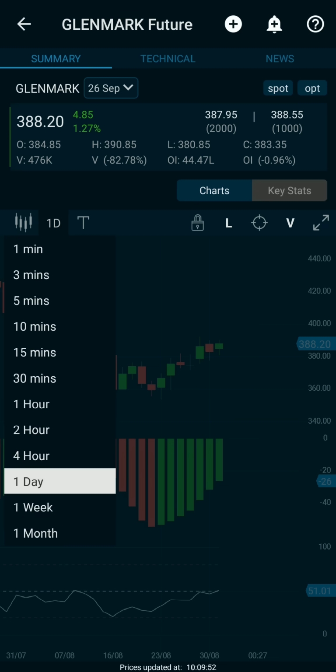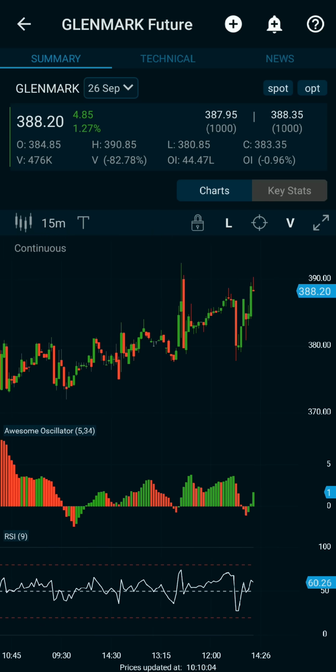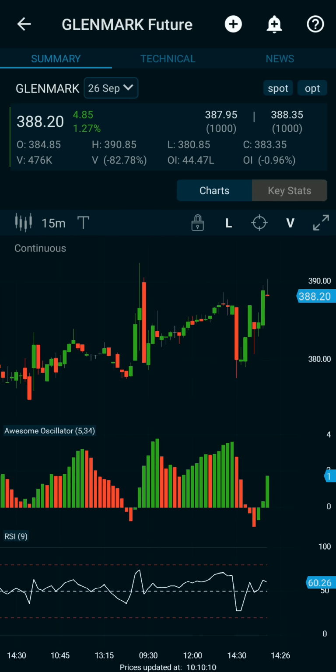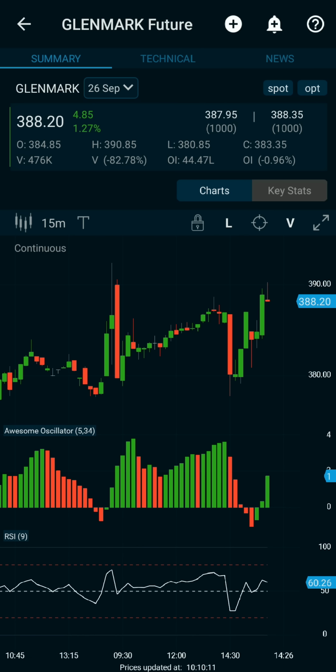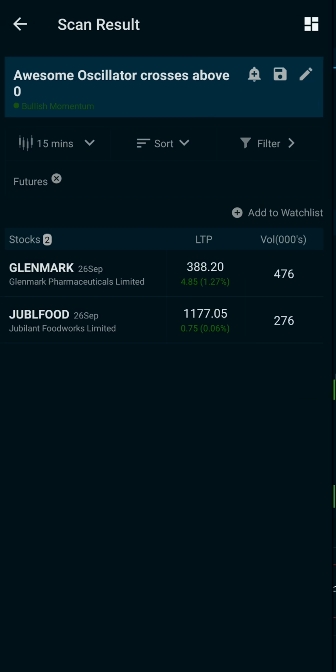I switch to the 15-minute chart. I don't see any clear pattern developing on the chart, and the price and AO seem to be whipsawing. So I want to give the stock a pass for the time being. Let's see Jubilant Food next.